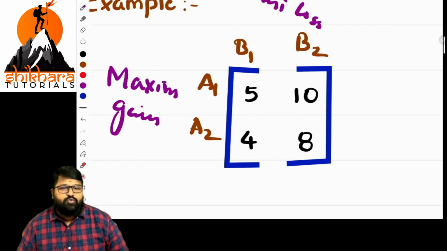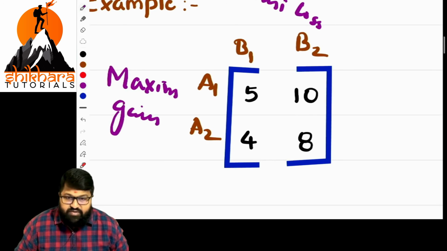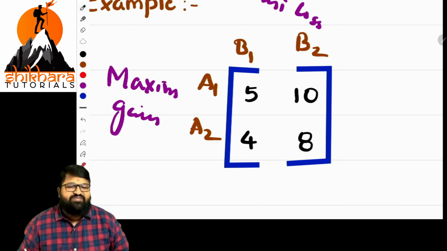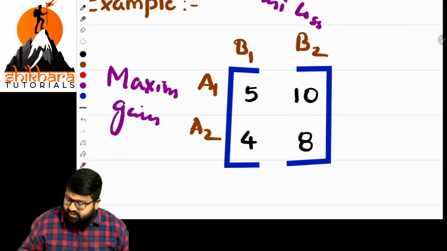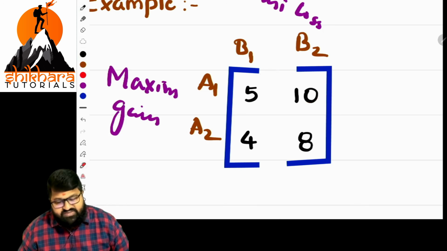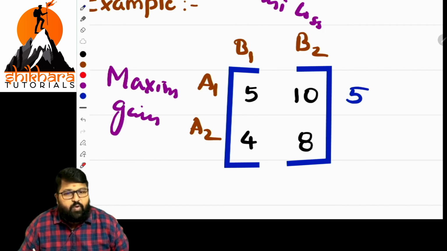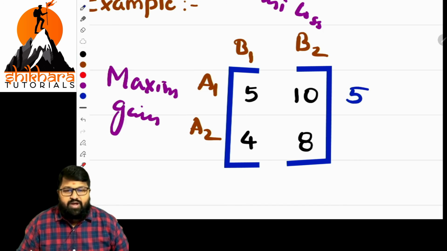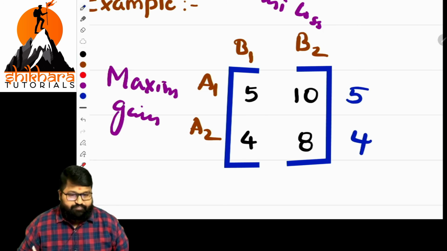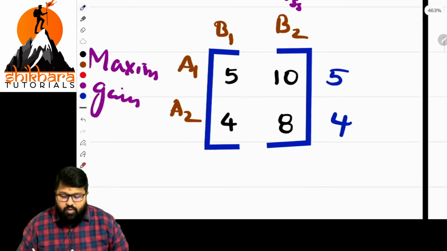So now what should we do? In the case of pure strategy, we need to find the least value of the rows first. In this case, what are the least values? In the row 5, 10, what is the least value? The value is 5. And in the case of row 2, what is the least value? 4.